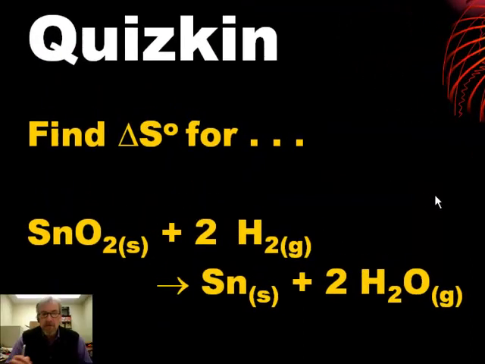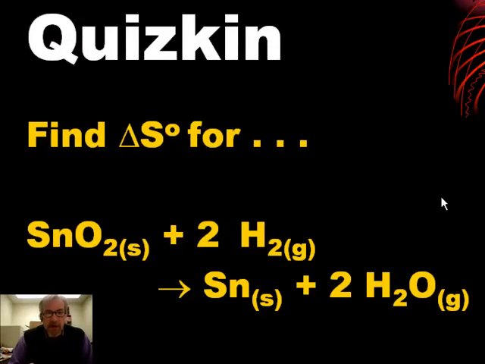In today's video, we're going to start out with 3 quizkins that review what we learned in the last video. And then we're going to talk about a way to figure out if a reaction is going to be spontaneous or not if the 2 indicators of enthalpy change and entropy change disagree with one another. Let's start with this quizkin here.